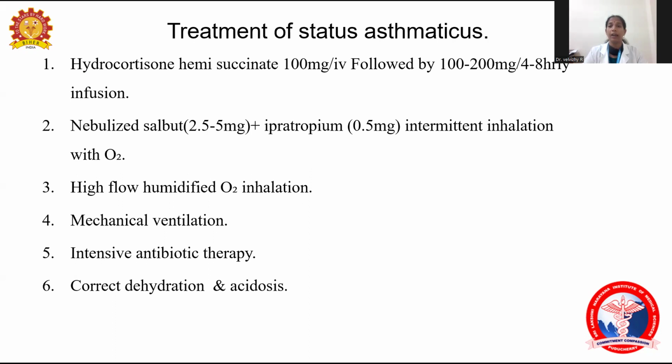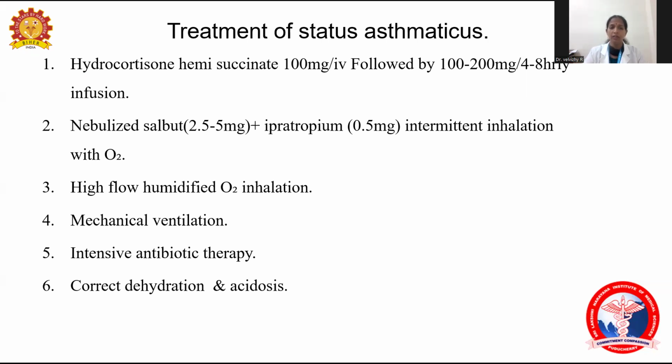Start hydrocortisone, that is parenteral steroid. You have to start immediately with 100 milligram IV, followed every 6 hours. You have to give the steroid and continue till the patient's symptoms reduce. Then nebulized salbutamol with ipratropium bromide, which should also be given every 4 to 6 hours. Always give oxygen: check the saturation and give high flow oxygen therapy. If the patient is not able to breathe, always put them on mechanical ventilation.